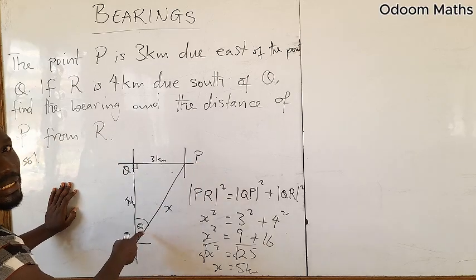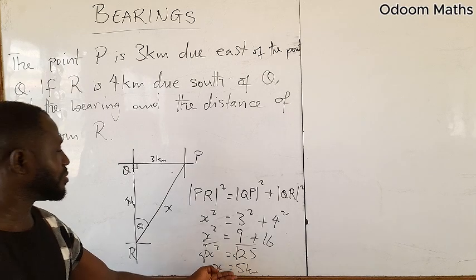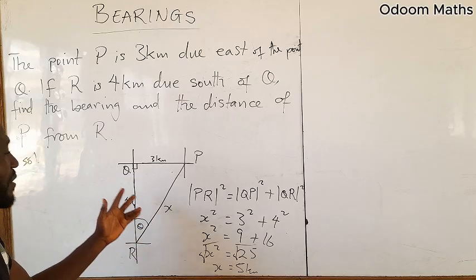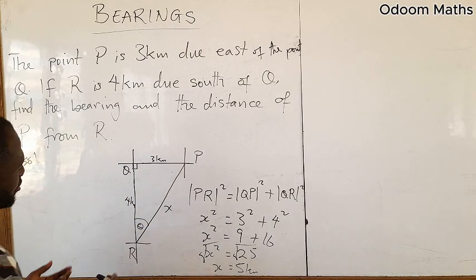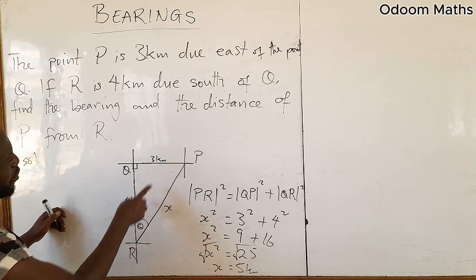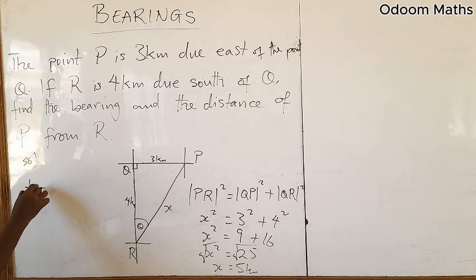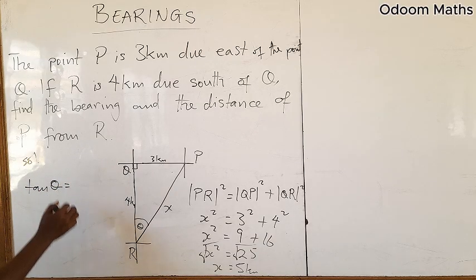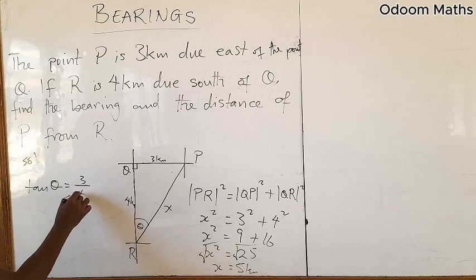So this is the angle. Now we can go by the tan, or since we know this to be, we can use any of the trig ratios. We've learned trigonometry some time ago. So let me use tan. From here, this is opposite. This is adjacent. So tan theta is equal to opposite 3 over adjacent 4.